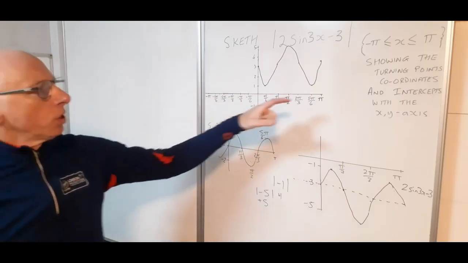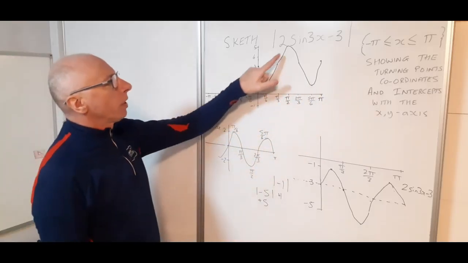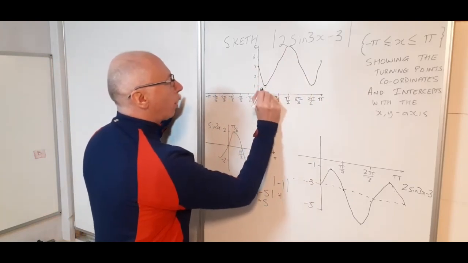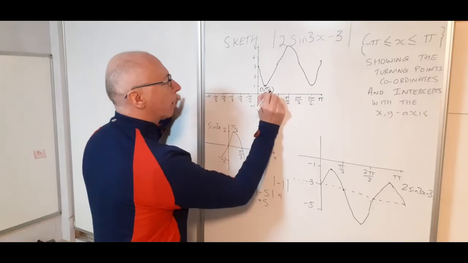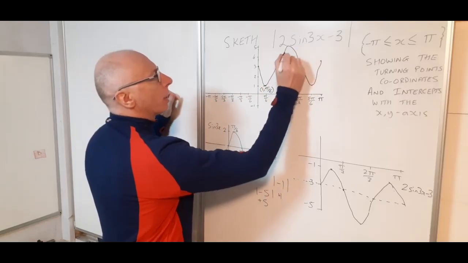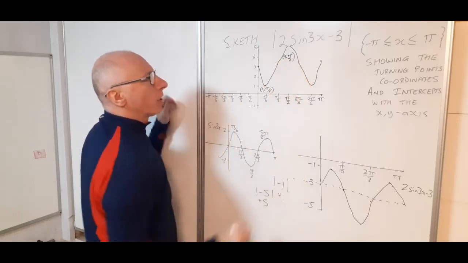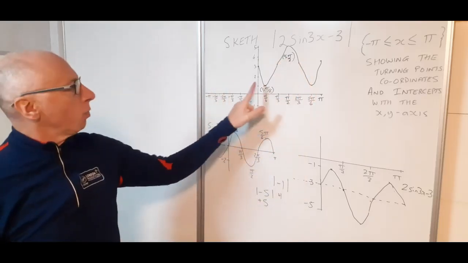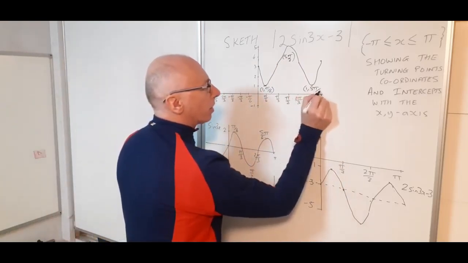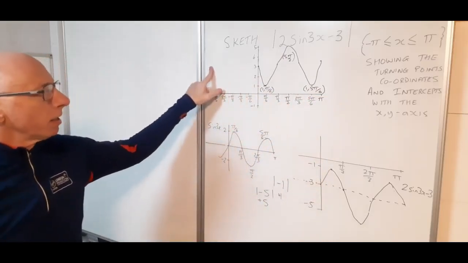So now I want to show the turning point coordinates first of all. So there's a turning point, there's a turning point, there's a turning point. So this one here is 1, pi over 6. This one here is 5, pi over 2. So let's write that inside the graph. 5, pi over 2. And then this one is 1, 5 pi over 6. So that's all of my turning points on the positive side. I'll come to the negative side in a moment.